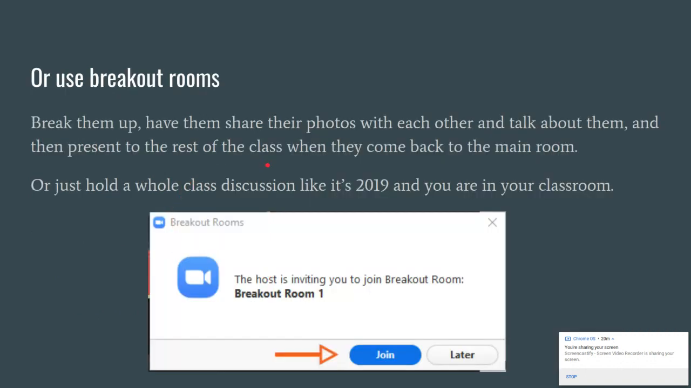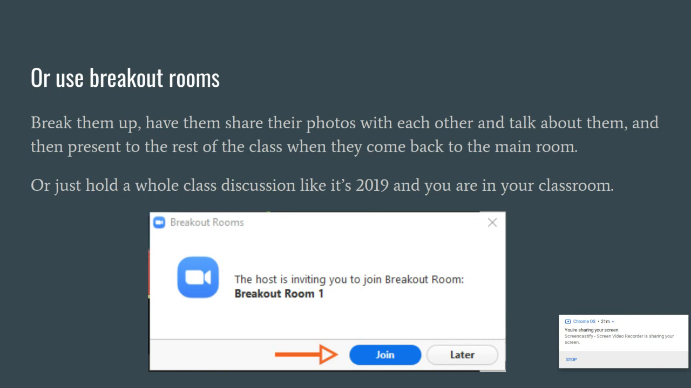Or you can use breakout rooms, have them go into rooms, just maybe 2 to 4 people, share their photos with each other, have little mini critiques themselves. This is good, kind of once you've trained them about critiques, to be able to do it on their own. And then maybe they come back to the main group and can share maybe 1 or 2 photos from each group.